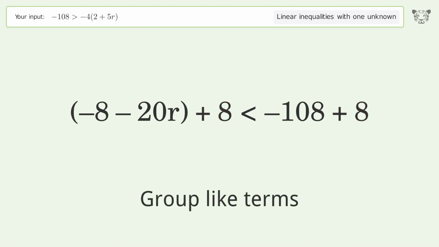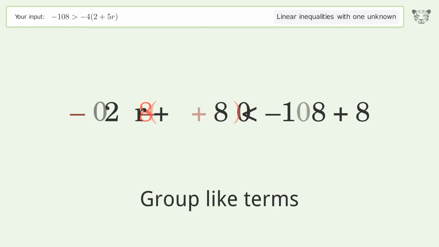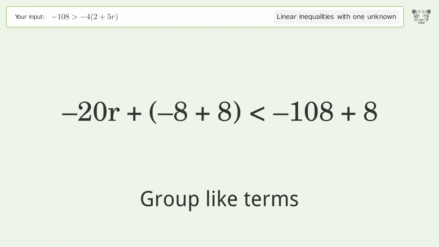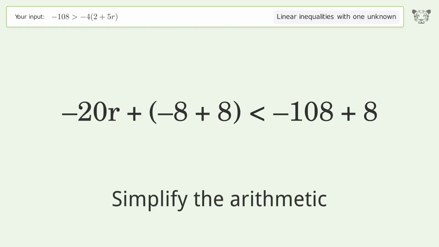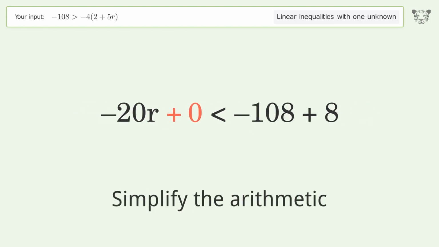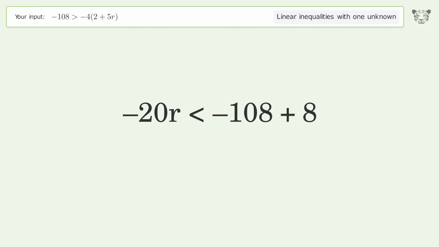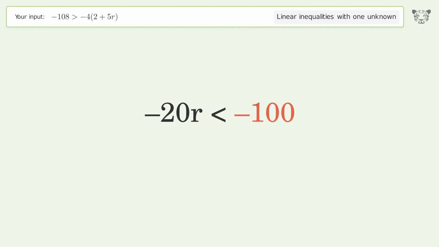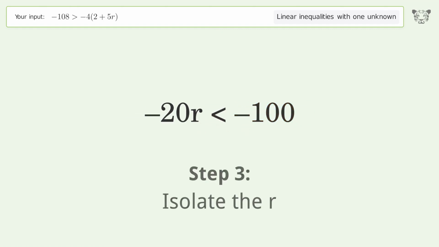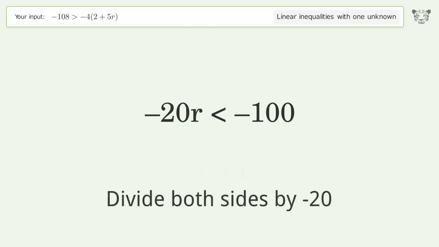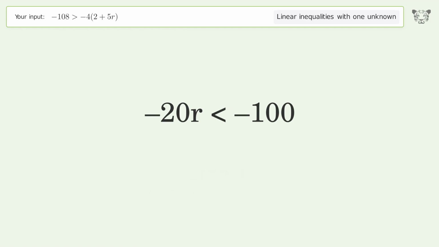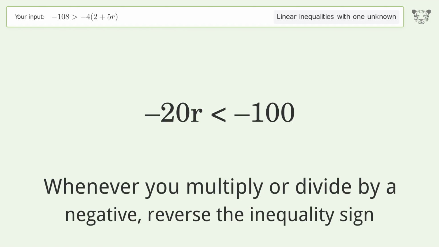Group like terms. Simplify the arithmetic. Isolate the r. Divide both sides by -20. Whenever you multiply or divide by a negative, reverse the inequality sign.